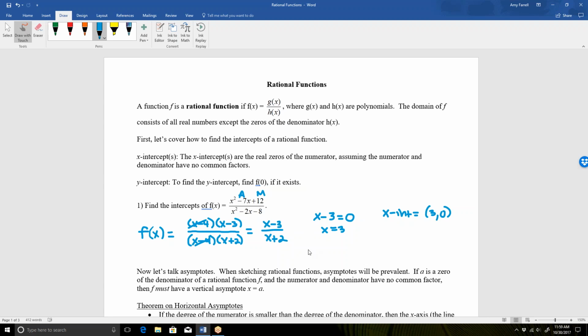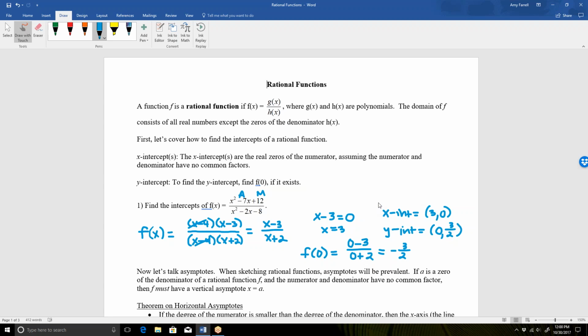Now to find the y-intercept, we just have to find f of 0. And we can use the original function, or we could use the reduced function. Either way, we're going to get the correct answer. I'm going to go ahead and use the reduced function. And then so I'm going to plug in 0 for both x's, and I get -3 over 2. So therefore, my y-intercept as an ordered pair would be the point 0, -3 over 2.